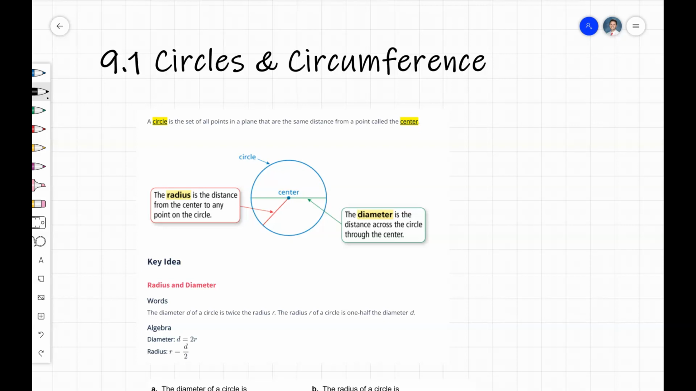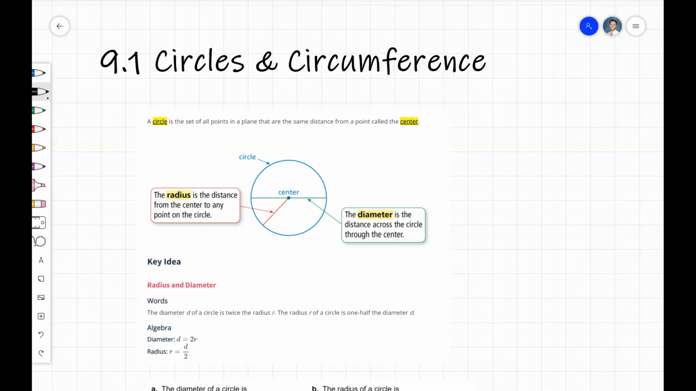So in this video, we are looking at circles and circumference. A few definitions to start with. First of all, a circle is the set of all points in a plane that are the same distance from a point called the center. That's our technical definition. You all know a circle when you see it, but it is important to know that everything on the actual circle is the same distance from this center point.